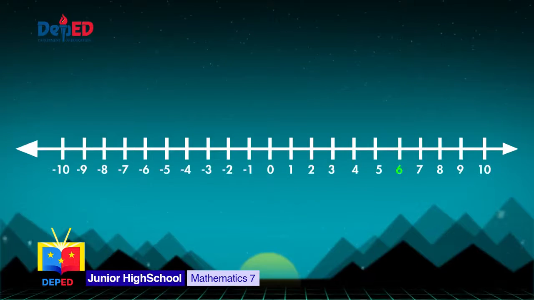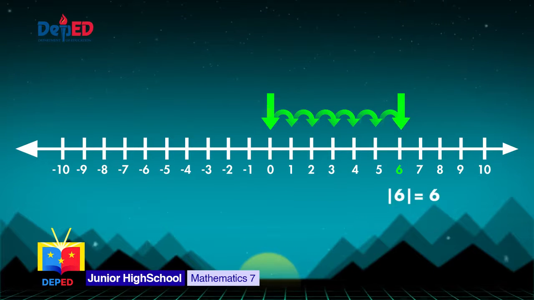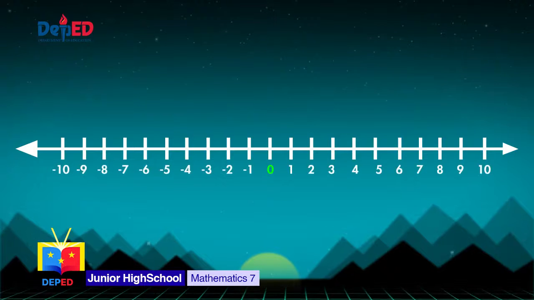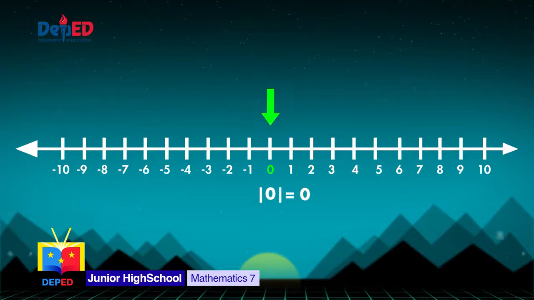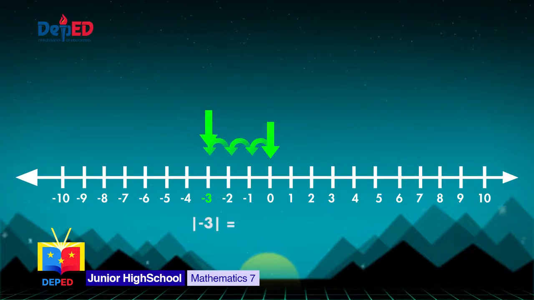How would you represent the absolute value of 6? Since 6 is 6 units from 0, the absolute value of 6 is 6. How about the absolute value of 0? The absolute value of 0 is 0, since there is no distance measured. Let's have the last one. Illustrate the absolute value of -3 on a number line. Since -3 is 3 units from 0, the absolute value of -3 is 3.